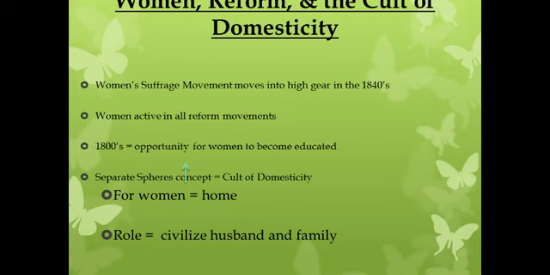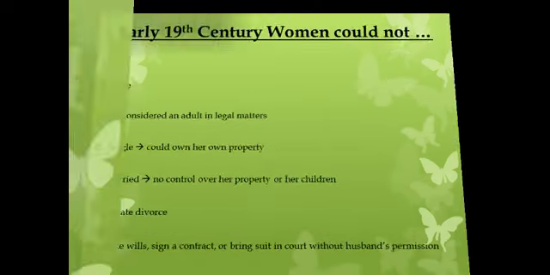The 1800s offered opportunities for women to be educated, and you have the development of the separate spheres concept, this cult of domesticity. Women should be in the home. That was their primary role, but in the home, they had to civilize their husband and family. So you might wonder, well, how does education factor into this? Well, if women are going to civilize their husband and family and properly raise their children, they need to have a basic level of education so that they can adequately teach their children what they need to know. This is what opened the door for women to actually have access to education, so it's very important.